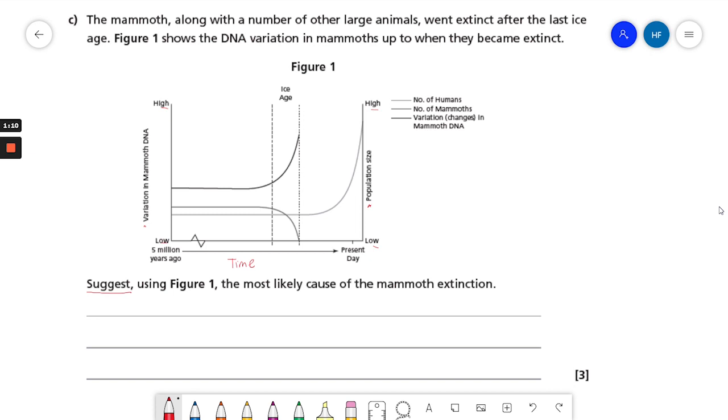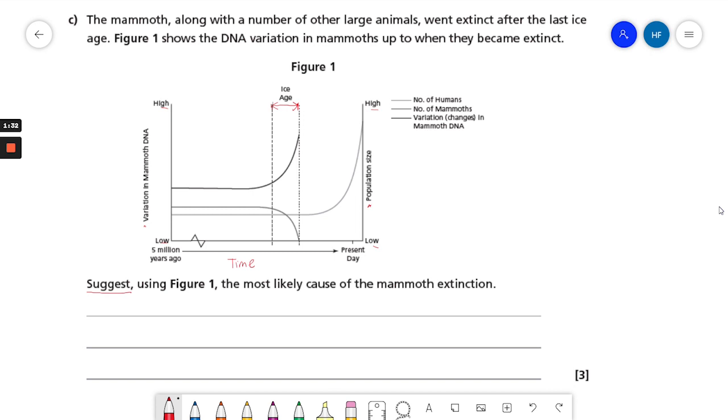You can also see two lines in the graph here, and they show us when the Ice Age period was. So the period between these two lines was the Ice Age. We've also got a key over here which shows us what those lines in the graph are representing.